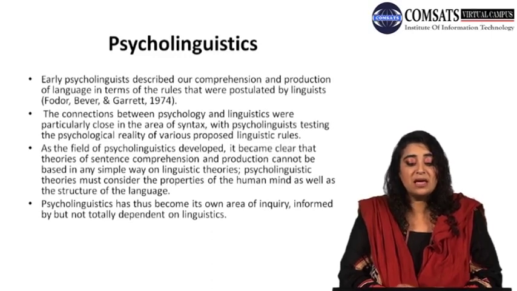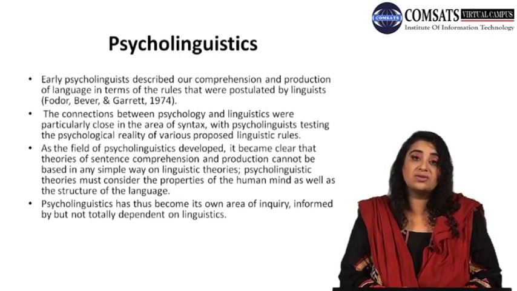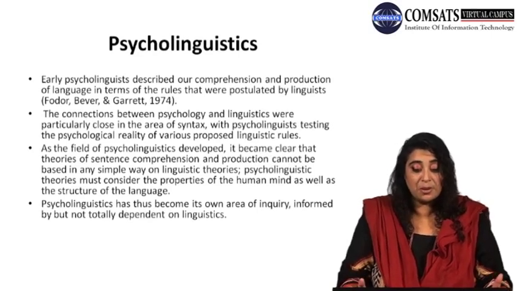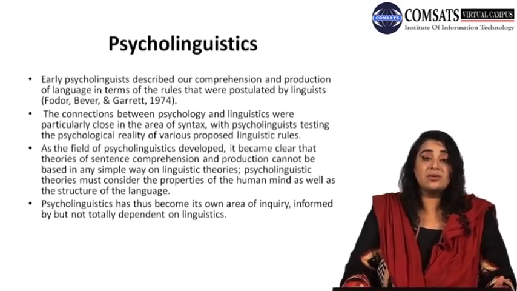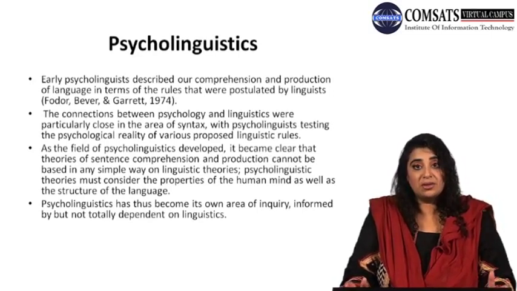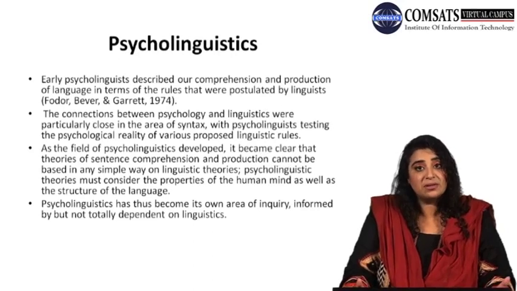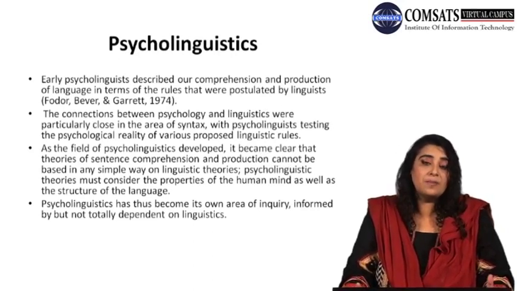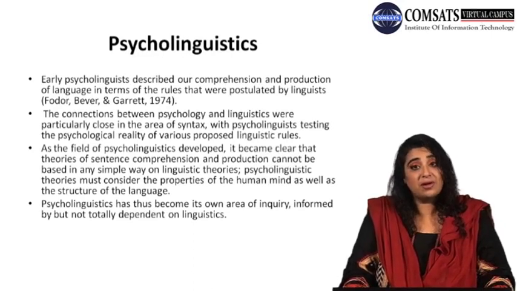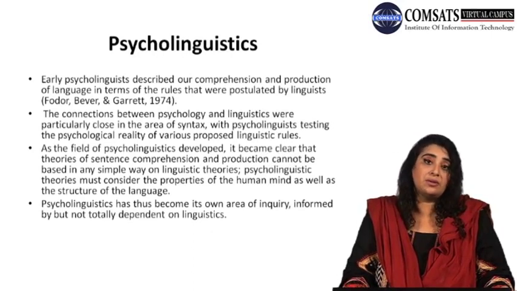Now, psycholinguistic theories must consider the properties of the human mind as well as the structure of the language. So once again, we come back to the main point: psycholinguistic theories must consider the properties of the human mind, not only the structure of the language, but how the brain comprehends language. Psycholinguistics has thus become its own area of inquiry, informed by but not totally dependent on linguistics.